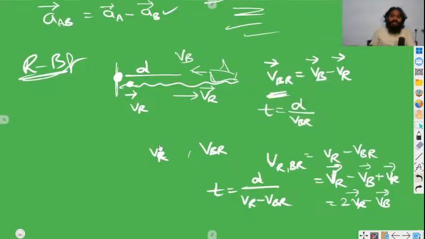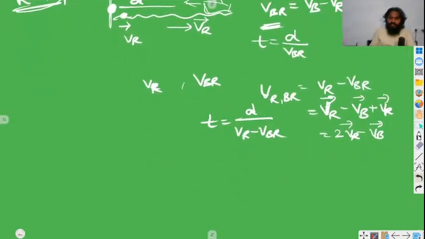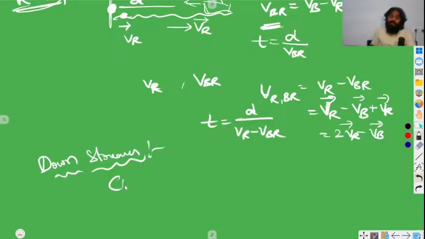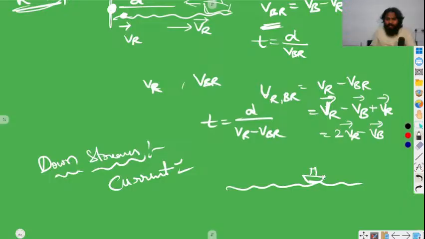And next, coming to the downstream. If you observe carefully, they also use one more word, which is the current of the river. Don't forget that. Now here a boat is moving in the river. Just imagine the boat is moving along the velocity of VB, and the river is also flowing in the same direction with VR. This is called downstream.